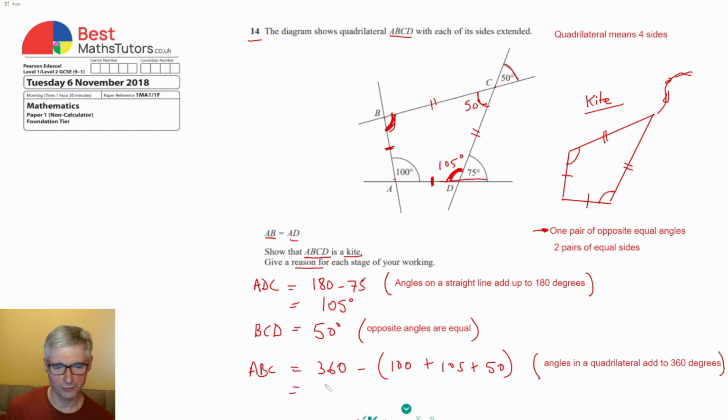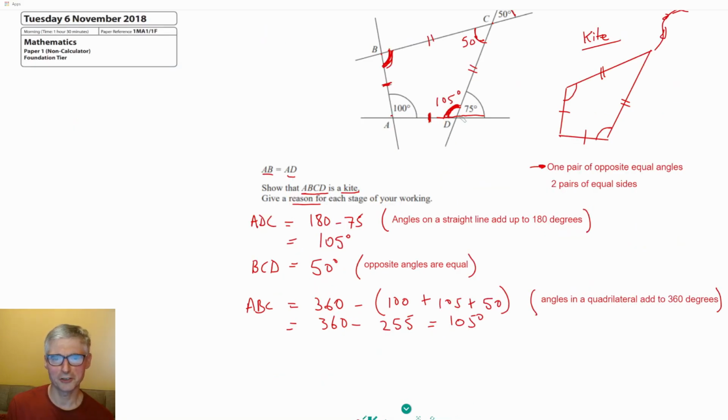So if I try and work that out, I've got 360, just adding up what's inside the bracket, 100 plus 105 is 205, plus the 50 is 255. And then if we subtract that, we'll get 105 degrees. So now what we've shown is that angle ADC equals angle ABC. So ADC equals ABC, and we can see that they both equal 105 degrees. And we've actually proven it then. We've proven that the opposite angles are equal, so it must be a kite.